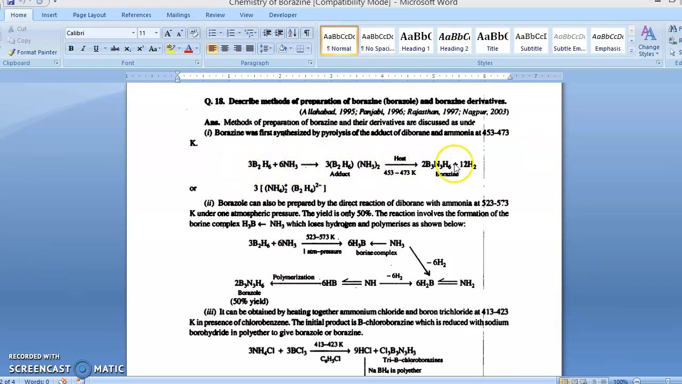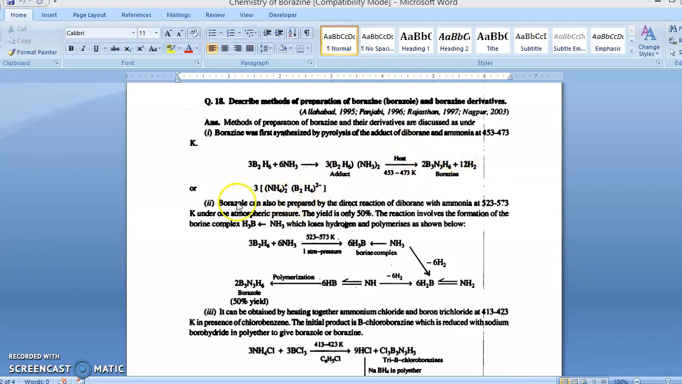Now, this is the full reaction. First, diborane reacted with ammonia, it will form this kind of adduct. When this adduct is further heated at 543 to 573 Kelvin temperature, then it will provide the Borazine compound with the evolution of hydrogen gas.